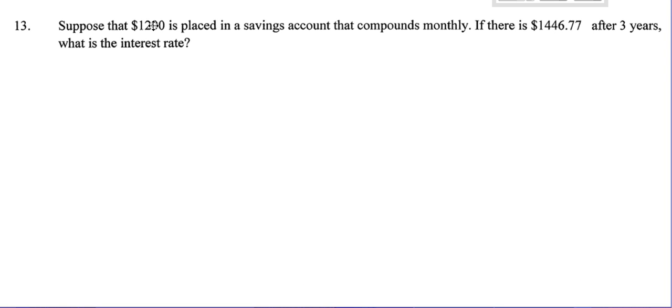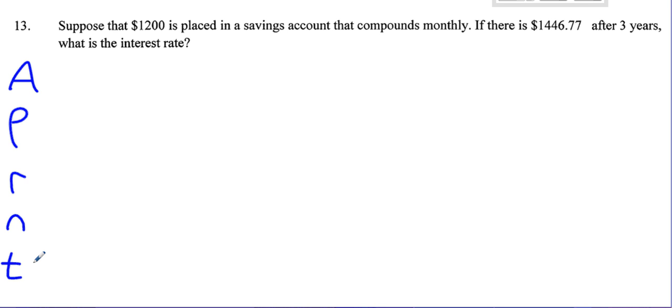So suppose that $12,000 is placed in a savings account that compounds monthly. Since this is a money problem, it's going to be either A equals Pe^(rt) or A equals P(1 + r/n)^(nt). So we always start with writing the letters: A, P, R, N, T.